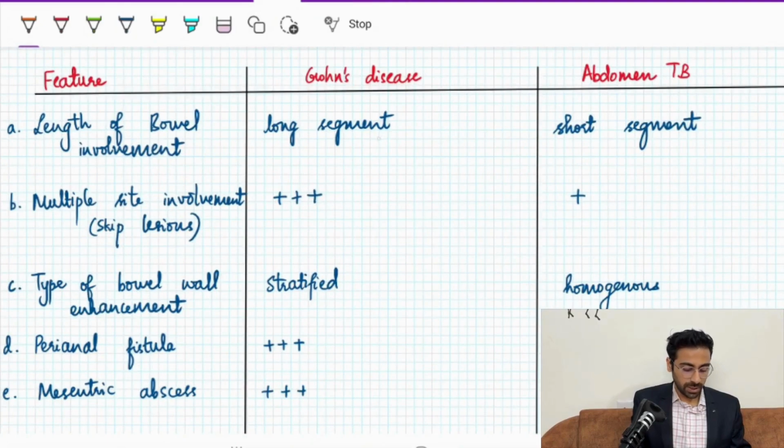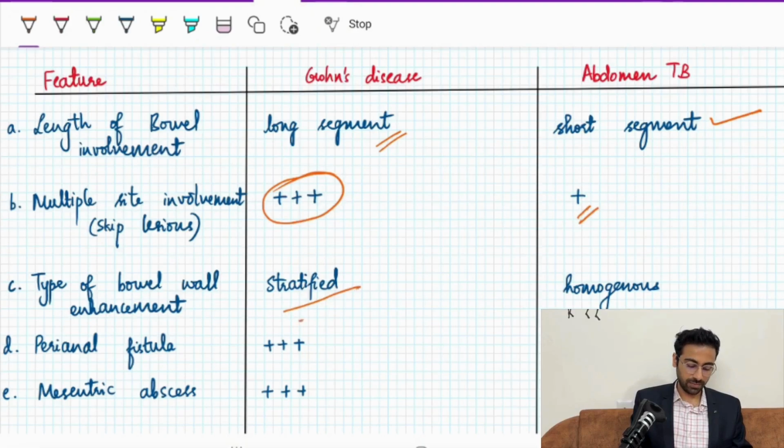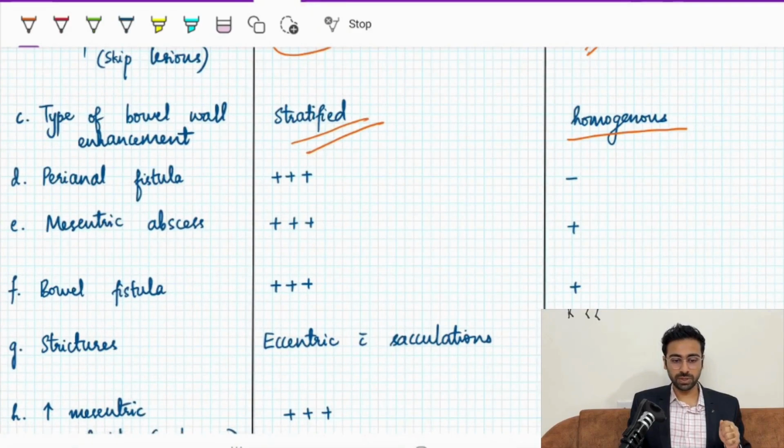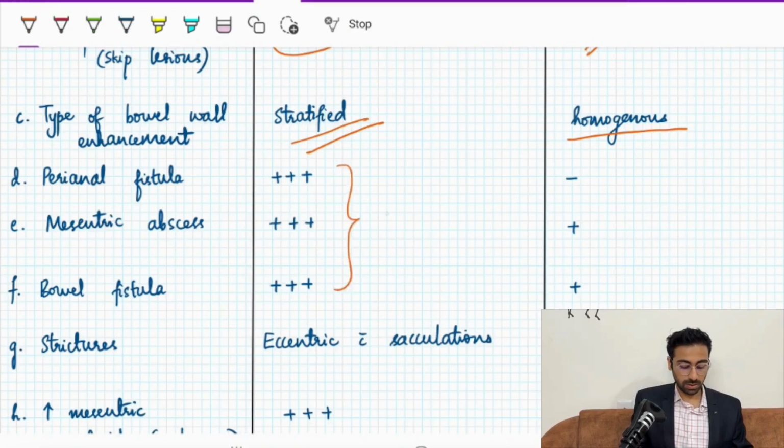Length of bowel involvement in Crohn's disease is usually long segment, whereas in TB, it is short. The multiple site involvement, that is skip lesion, is a frequently encountered thing in Crohn's, whereas in TB, it is less frequently encountered. Type of bowel wall enhancement, here it is stratified, meaning the water halo, fat halo comes into play, whereas in abdominal TB, it is quite homogeneous. Complications such as perianal fistula, mesenteric abscess, bowel fistula, also known as other types of fistulas can also be present, such as entrovesicular fistula. These are quite common in Crohn's disease, whereas rarely seen in abdominal tuberculosis.